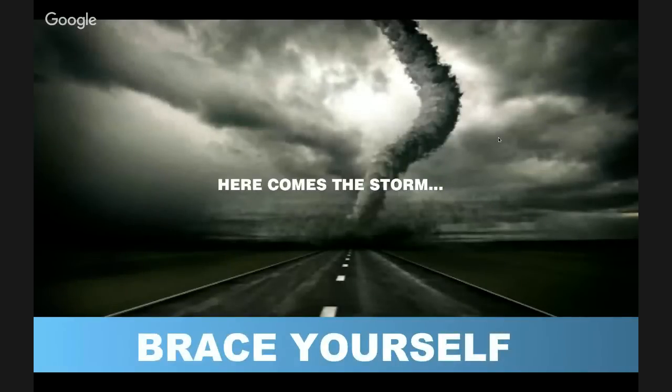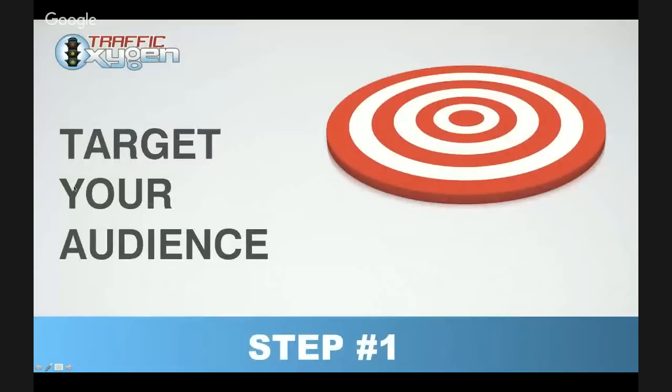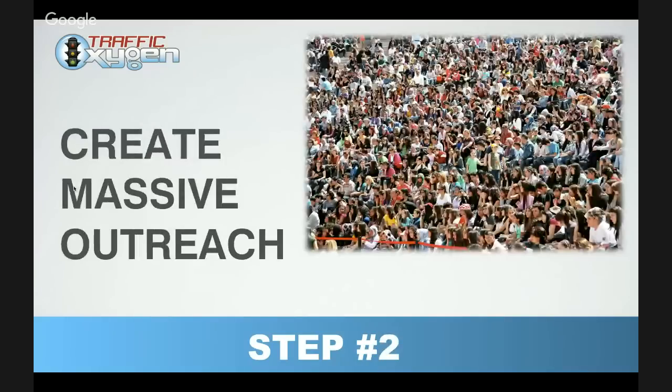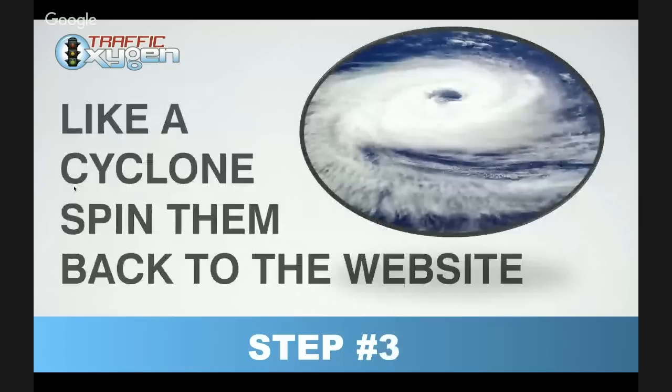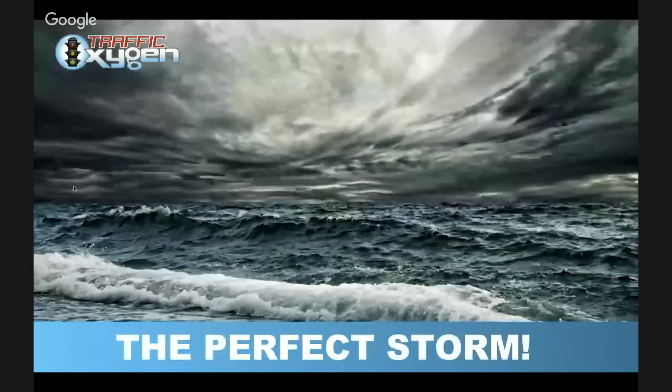All right. So basically, here comes the storm for your business, because what we're going to do is show you in Traffic Oxygen how to super easily target your audience, to be able to create a massive outreach once you target that audience, and then be able to bring them back like a cyclone, spin them right back to the website using retargeting. And Todd is going to show us a demo in just a second about this perfect storm and how you can have waves of traffic coming in, but not just waves of traffic coming in, but coming back over and over and over again with the retargeting.